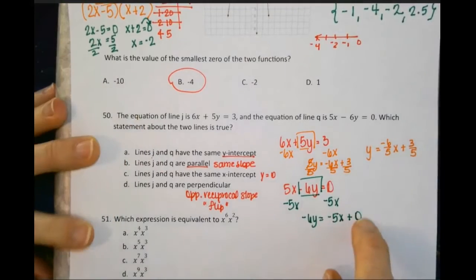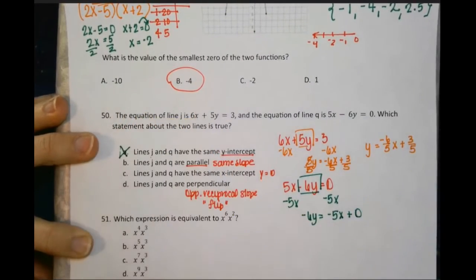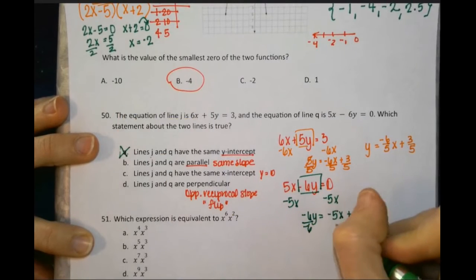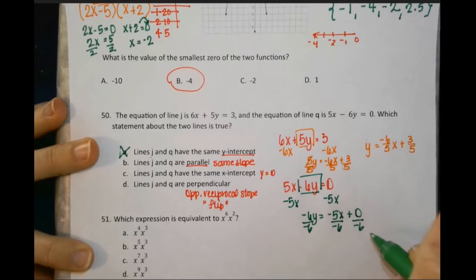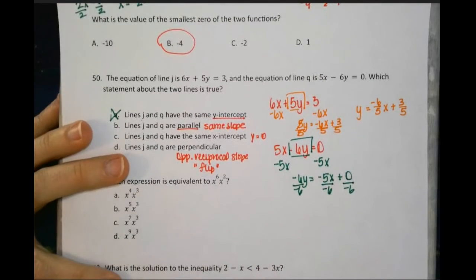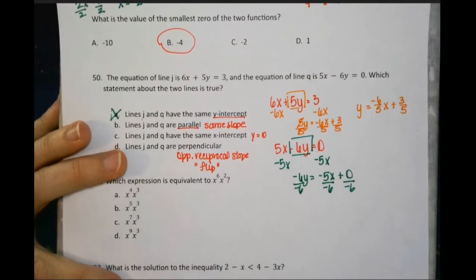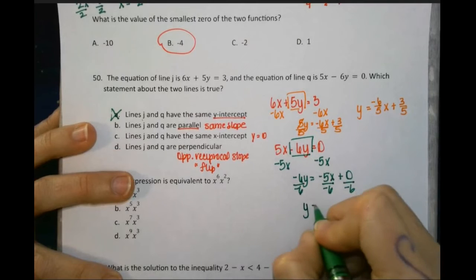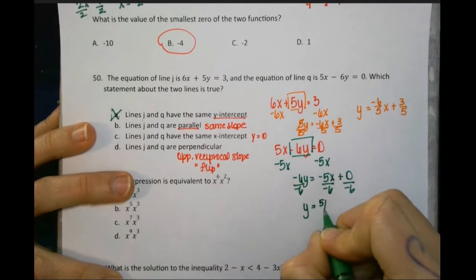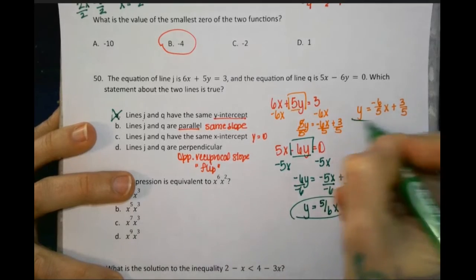The y-intercepts are definitely not the same because we have a 0 here. So that one's out. I'm going to divide by negative 6. 0 divided by anything is 0. If it was divided by 0, we have a problem. That means that there's not a solution. It blows up. We can't discuss it. It's over. So this is going to be y equals, negative negative gives a positive, 5 over 6x plus 0. So this would be our next equation.